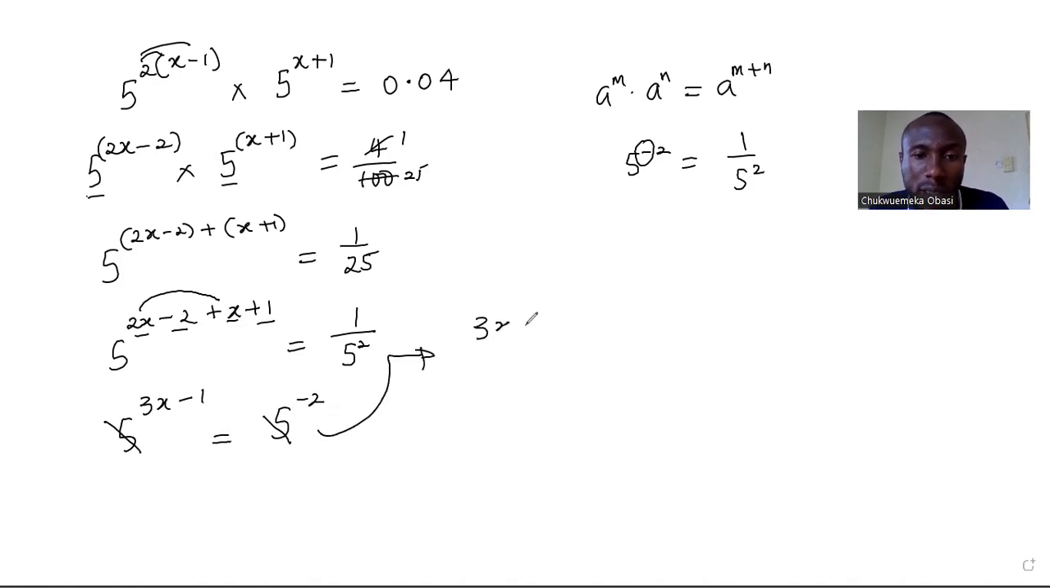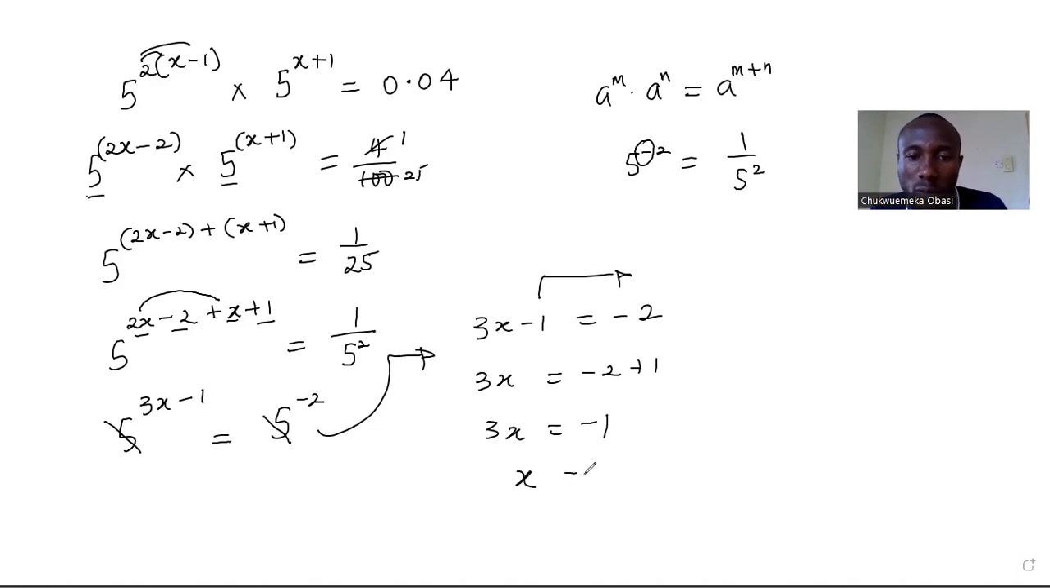So we have 3x minus 1 is equal to minus 2. So we have 3x is equal to minus 2 plus 1. When you take minus 1 to this side, you have 3x is equal to minus 1. And of course, x will be minus 1/3. Divide both sides by 3. So that's our answer, x is minus 1/3. So I hope this is clear. So let us go to the next question. This is question 8. All right, so let's go to question 9.